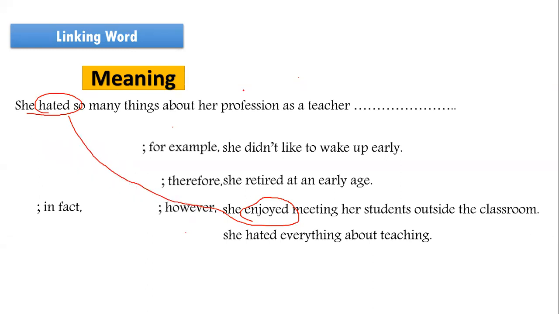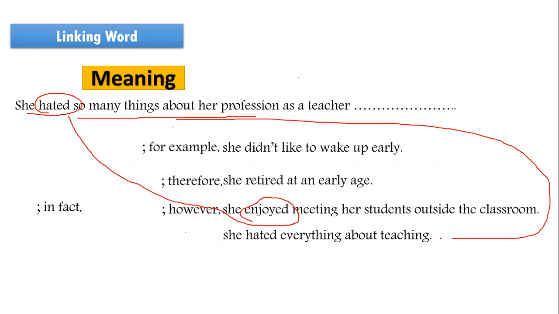Yes, correct. However. Very good, Omar. Thank you. Now, what relationship is there between this sentence and this sentence here, the last one? She hated everything about teaching. She did not only hate many things, she hated actually everything. No, this is not continuation, Muhammad. This is emphasis. She is not only on this level, she is even on that one.